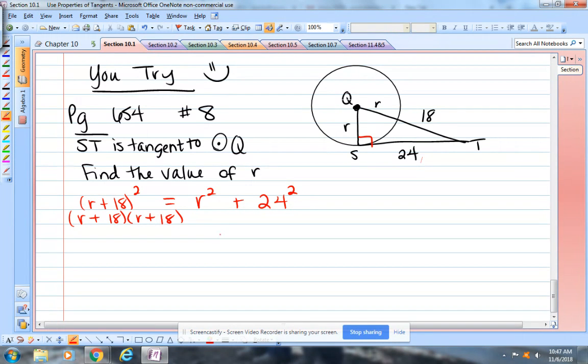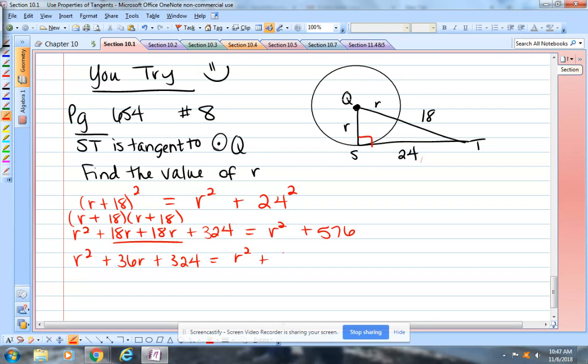Help me out. R times R is what? What's R times 18? And 18 times R again. What is 18 times 18? 324. So R squared plus 36R plus 324 equals R squared, which we can't do anything with, plus what's 24 squared? 576. Did everybody get that? Those are like terms, so we can simplify: 18R and 18R makes 36R.